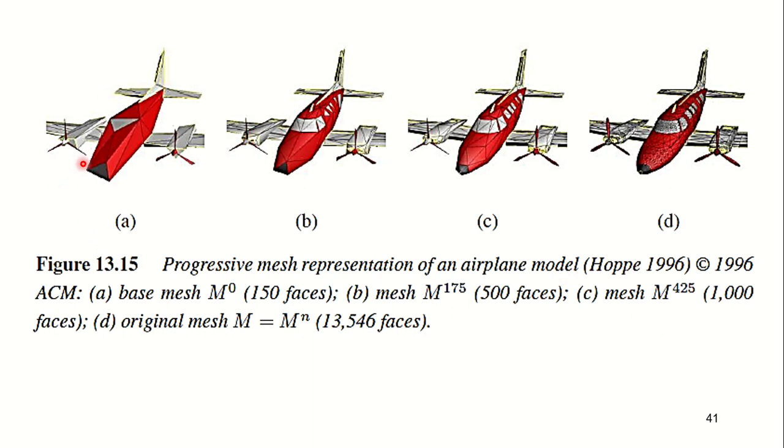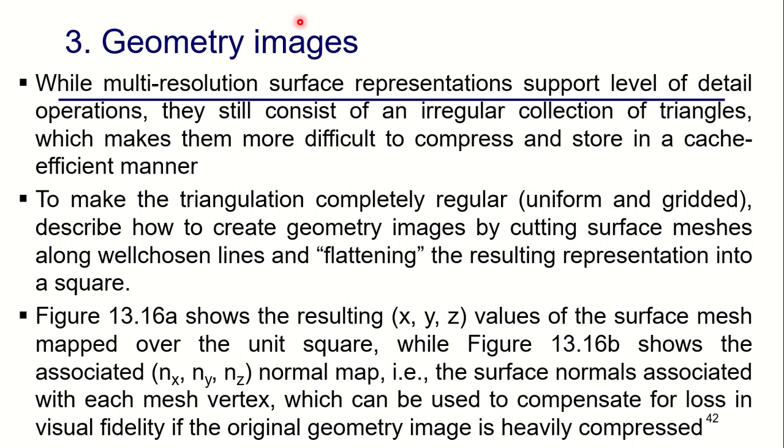The basic mesh M0 has 150 faces, and the next stage of the developed mesh, M175, has 500 faces. The third one is mesh M425, which shows 1000 faces, and the final one is the original mesh, that is M equals M^n, which has 13,546 faces. So as the number of faces increases, we can see the details of the picture increasing. The third technique is geometry images.